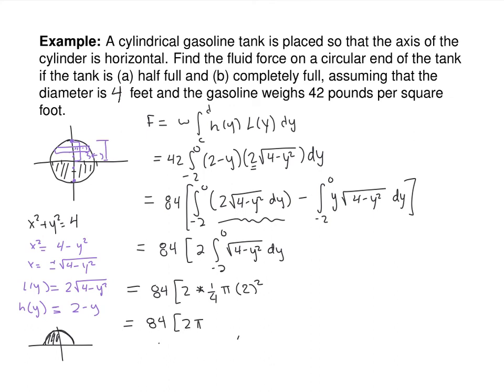Okay, now this other piece, we're going to have to use a substitution on it because we no longer have a symmetric interval, so we can no longer conclude that that integral is 0. So the substitution we'll make will be u equals 4 minus y squared, and du will be -2y dy. So -half du equals y dy. And let's change our bounds. If y equals -2, u will equal 0. And if y equals 0, u will equal 4.